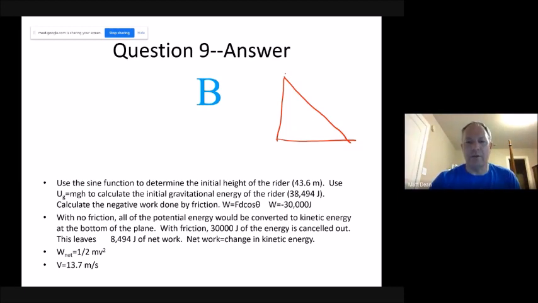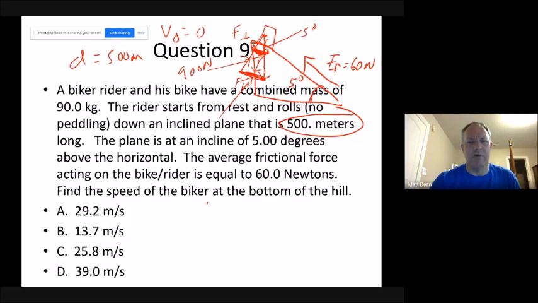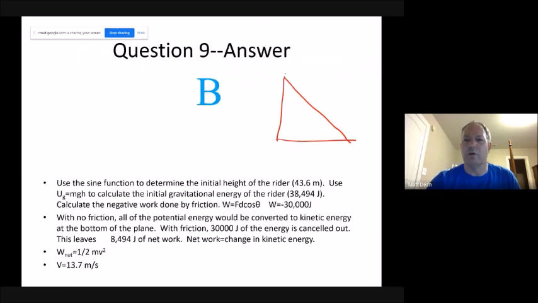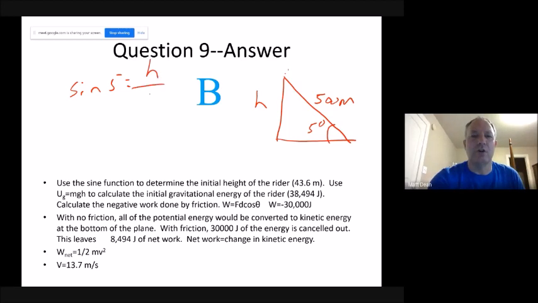So if we go back to our problem, our plane was 500 meters long. So this distance is 500 meters. This angle is 5 degrees. So we can find the height of the incline. To do that, sine of 5 degrees is equal to the opposite side, h, over the hypotenuse of 500. Solve that out, and we end up with h of 43.6 meters.